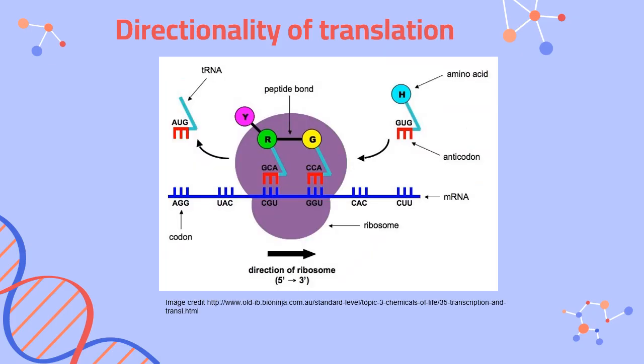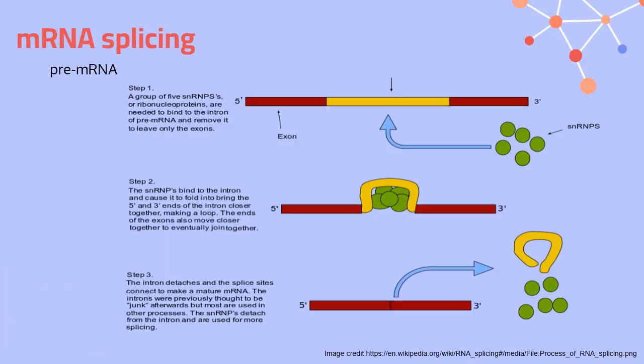And similarly, we have directionality in translation. Remember that translation is using that messenger RNA transcript to code for a strand of amino acids, that polypeptide chain. We are again going to move in that 5' to 3' direction. So the ribosome will slide along the messenger RNA from its 5' end to its 3' end.